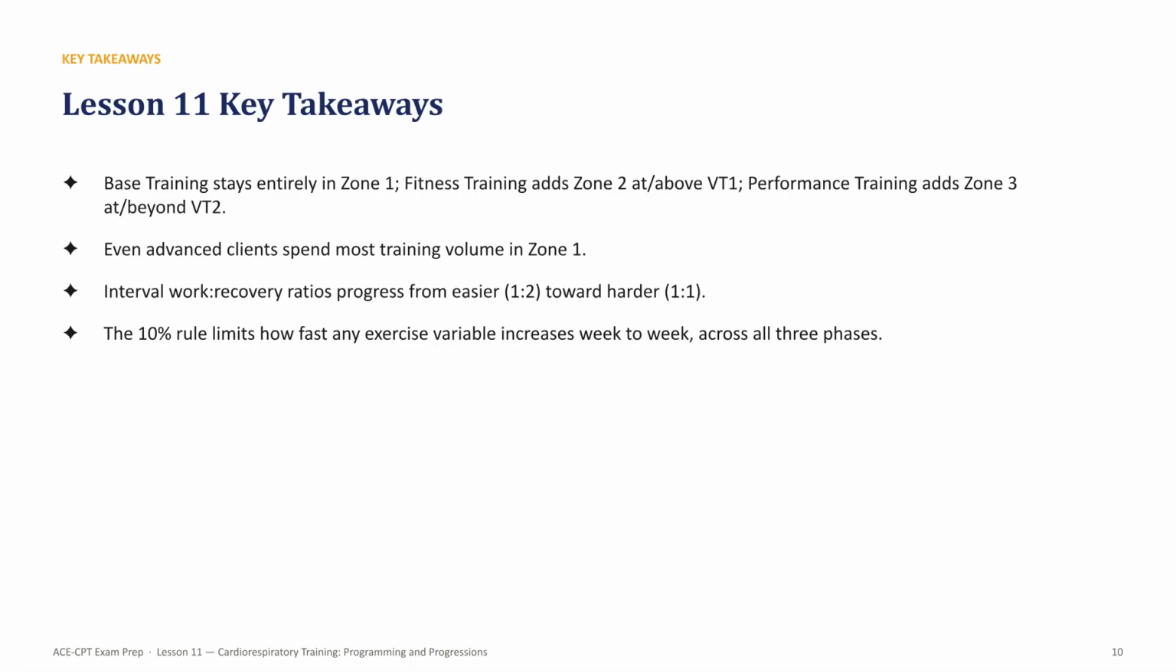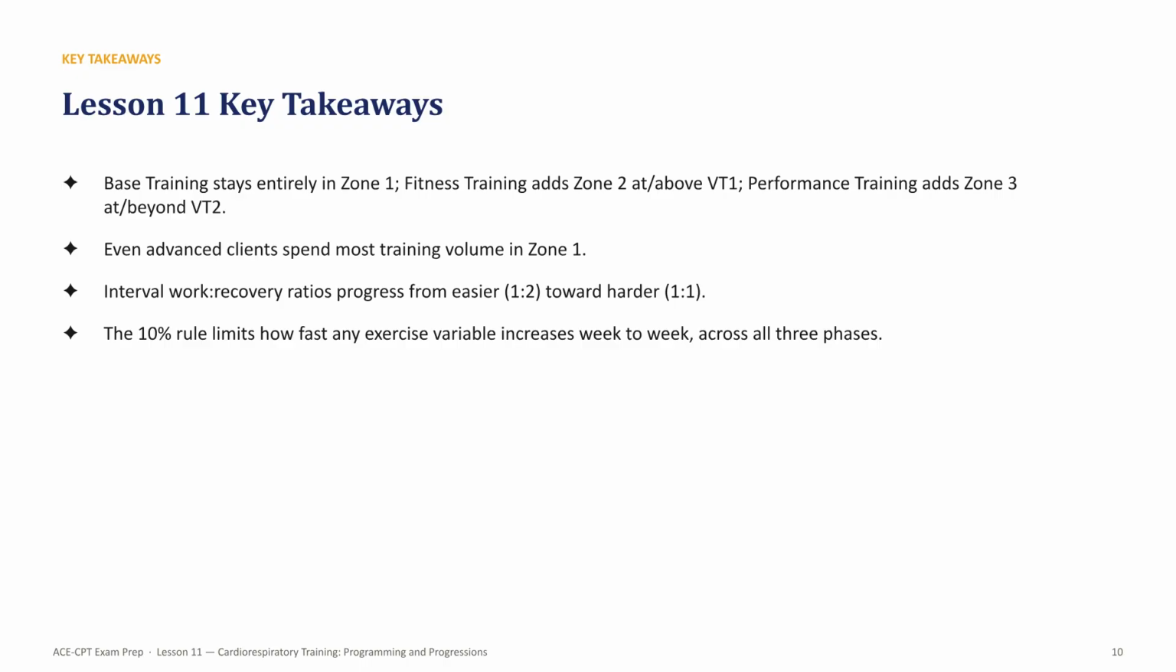Let's bring this lesson together with the key takeaways. Base training stays entirely in Zone 1. Fitness training adds Zone 2 work at and above VT1, and performance training adds Zone 3 work at and beyond VT2. Each phase builds on top of the one before it. Even advanced, high-performing clients still spend most of their training volume in Zone 1. It's the aerobic base that makes the harder work possible.